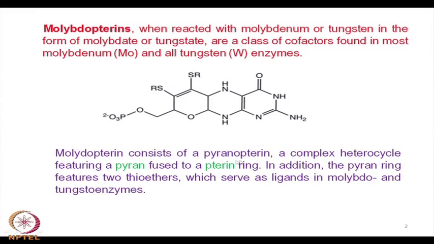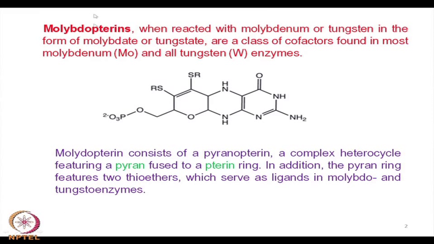So, it consists of a pyranopterin, a complex heterocycle featuring a pyran. This is the pyran part, and the pyran part is fused to a pterin ring. Basically, in the biological system they are biosynthesized, generated in situ, and this pyran ring is important because on this pyran ring we have the disulfur function which can be utilized for molybdenum coordination. So, this pyran ring features two thioethers which serve as ligands in molybdo and tungsto enzymes.